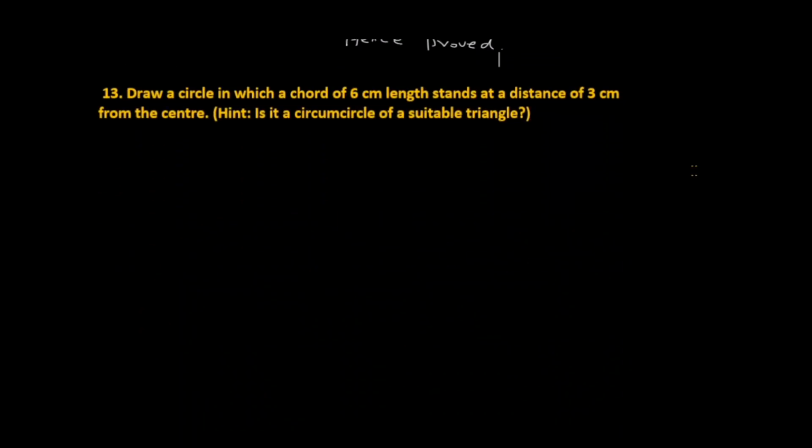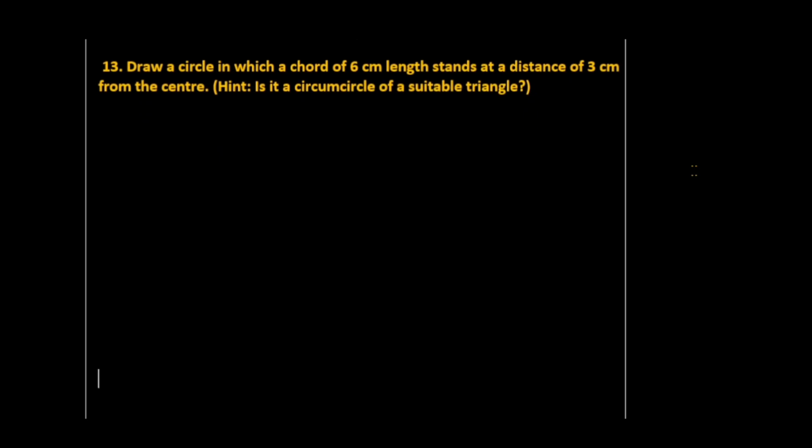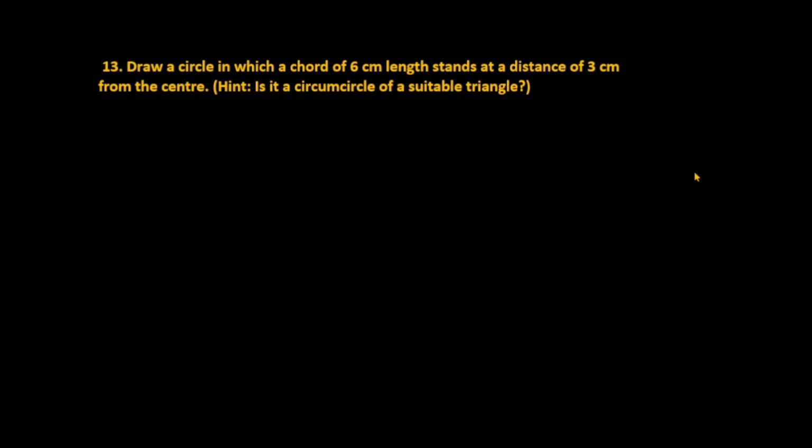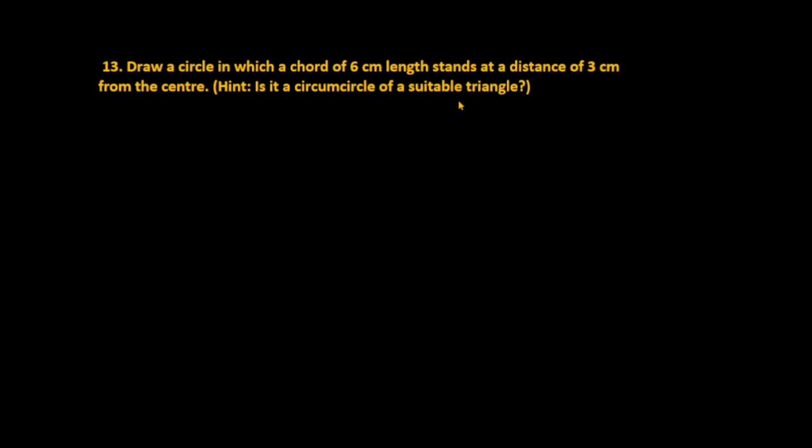Next question. Draw a circle in which a chord of length 6 cm stands at a distance of 3 cm from the center. Here, take a chord AB of length 6 cm and mark C at 3 centimeters. This is 3, this is 3, so the total length is 6 centimeters. C is the midpoint.